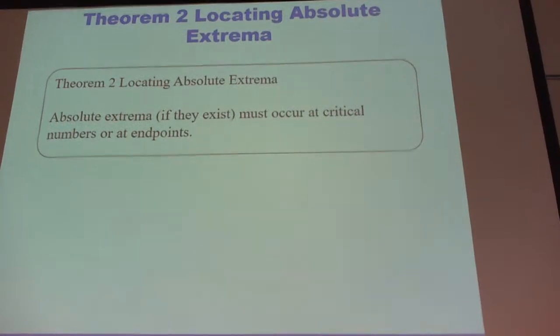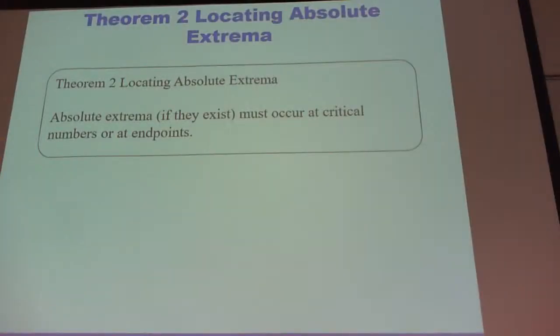Okay? So theorem 2, how do you find local absolute extrema? Absolute extrema, if they exist, must occur at a critical number or at endpoints. So just like we're doing, you take the first derivative, set it equal to 0, solve, look at the first derivative for undefined, and look at the endpoints.